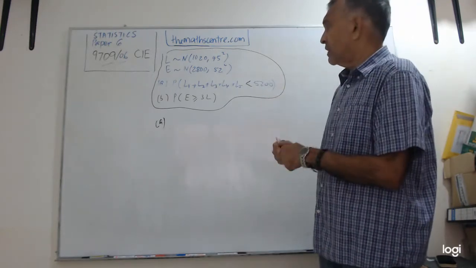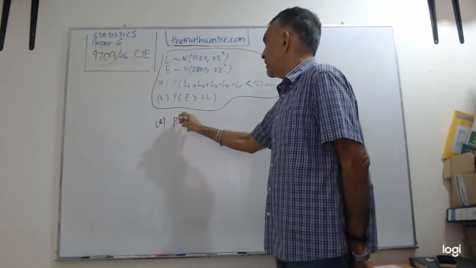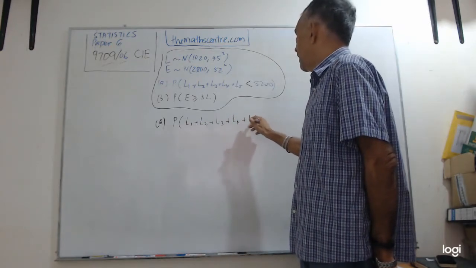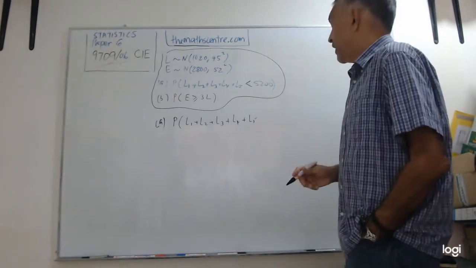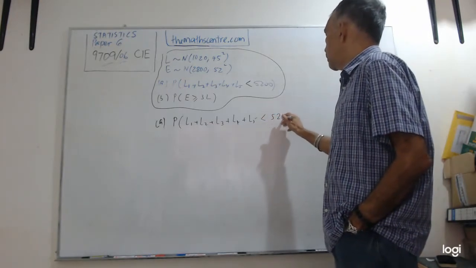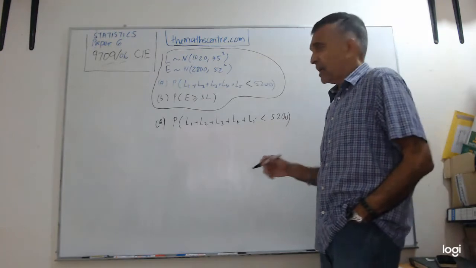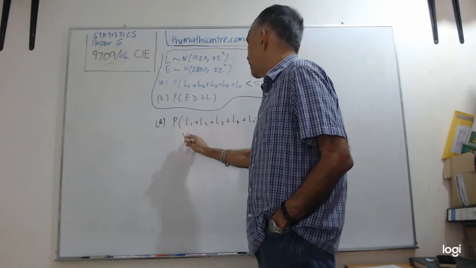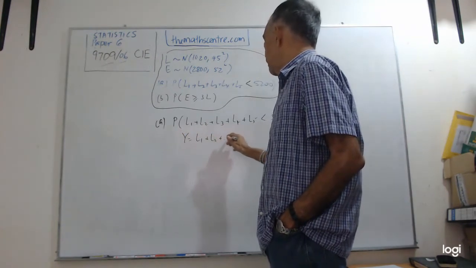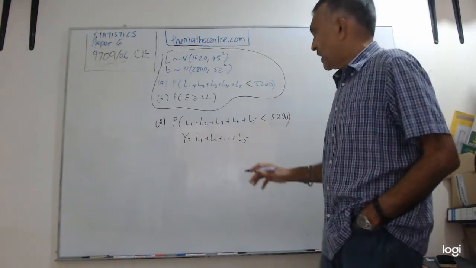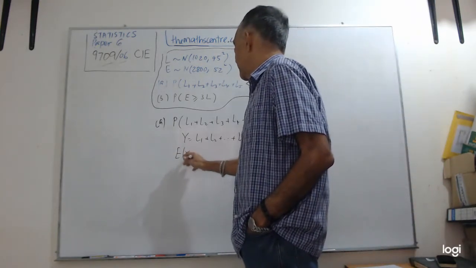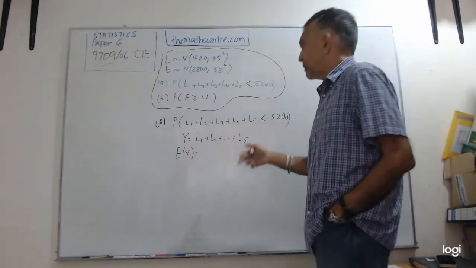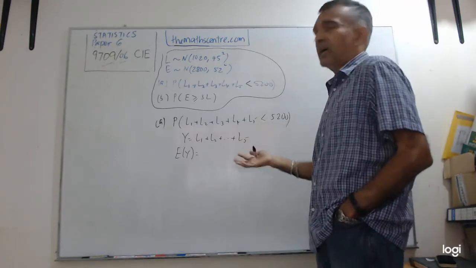So I'm going to talk about the method of part A. Let me write it here again: L1 plus L2 plus L3 plus L4 plus L5, the total lifetime of the 5 bulbs, less than 5200. I suggest you introduce another variable, say y equals L1 plus L2 all the way up to L5. Now you need to find the expected value of y, which will be the expected value of L1 plus the expected value of L2, and so on until L5.